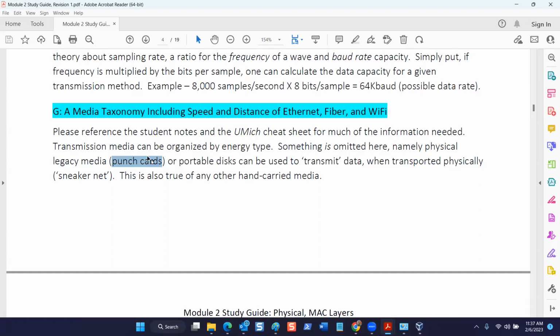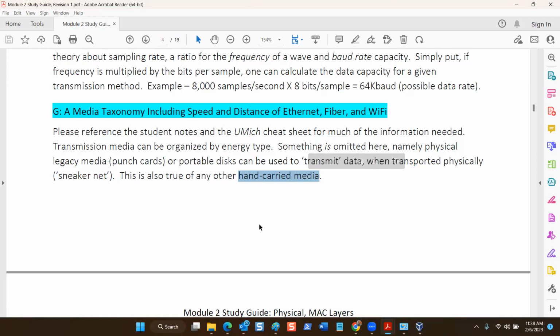There were holes that were punched to represent the ones and zeros. People would carry the data embedded on the punch cards or on the portable disks, and that's how they transmitted the data. They would literally get on a plane, go to another computing center, and load the stuff up. That was the first original technology network. It was called SneakerNet, okay? Hand-carried media. That same term is also used in modern day to talk about any other hand-carried media.